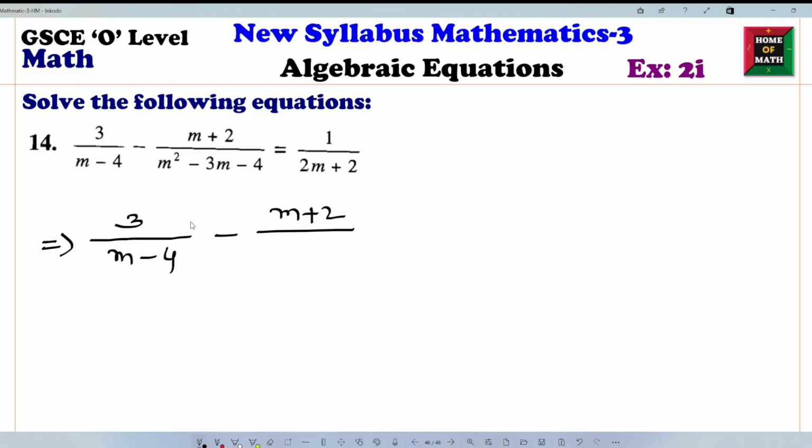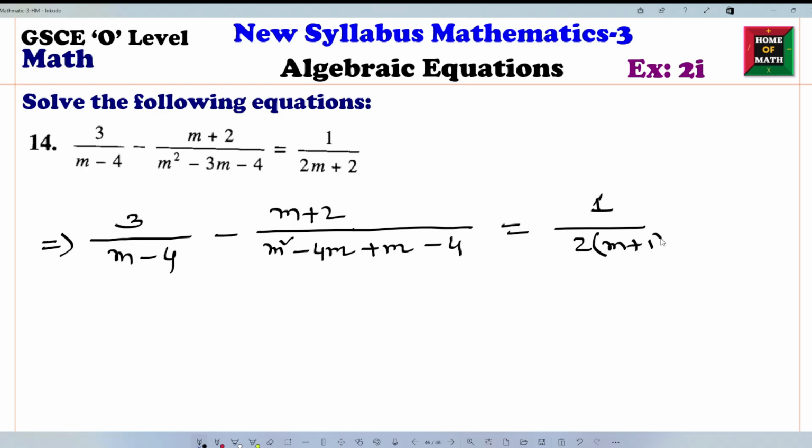So this m square minus 3m minus 4 we will factorize. We can write it like this: m square minus 4m plus m minus 4. How? Because here 4 is a constant. Multiplying 4 by 1 gives 4, and 4 minus 1 means 3. So we can write minus 4m plus m. And here we can take 2 common, so here is m plus 1.